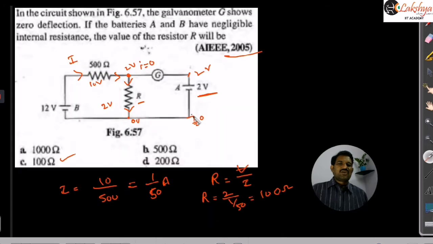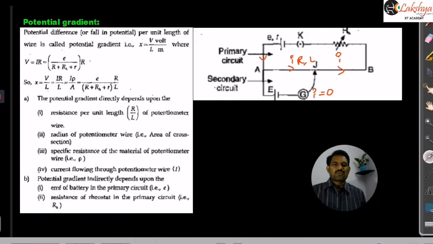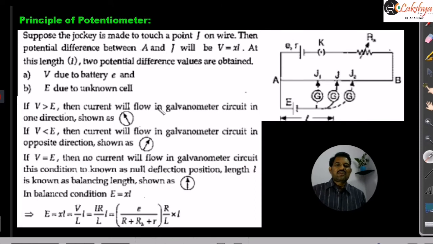So when this galvanometer indicates 0 reading, the EMF of the cell must be equal to the potential difference across its resistance, right? So now we need to apply the same principle here. When the galvanometer indicates 0, the EMF of the cell must be equal to the potential difference between this A and J. So the potential difference across this AJ must be equal to the EMF of the cell. So now we are writing that point here: the EMF of the cell will be equal to the potential difference across this.